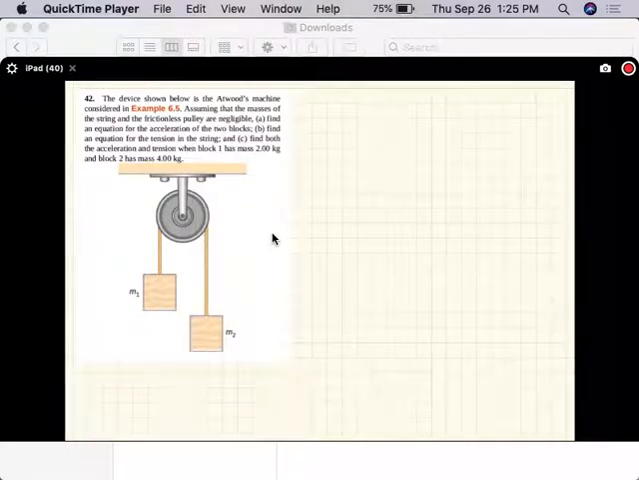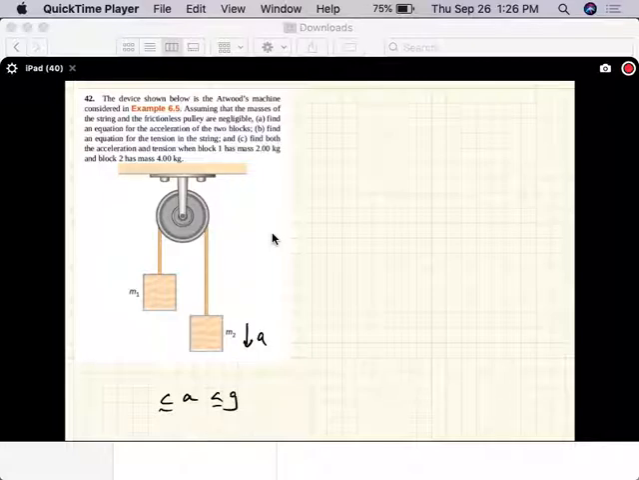Okay, this device is Atwood's machine. Obviously this mass is heavier than that one, so this mass will accelerate downwards and that one will accelerate upwards. If these two masses are equal, the acceleration will be 0. If this mass is 0, this acceleration will be g. So here's a device that can give you an acceleration for this guy anywhere from 0 to g.